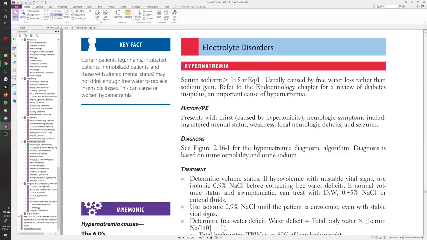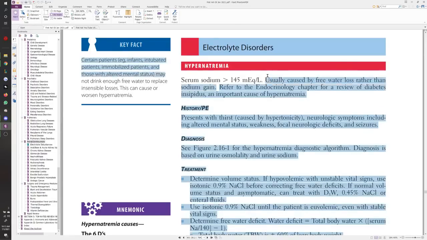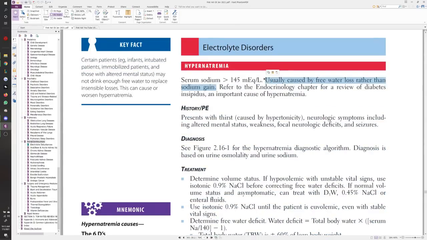So when serum sodium is more than 145, that's officially hypernatremia, usually caused by free water loss rather than actual sodium gain, right? And this was actually in a very nice Step 1 question, where there was a question asking about a guy who had a very heavy salty food intake on a certain day, yet his serum sodium was still at a normal level.